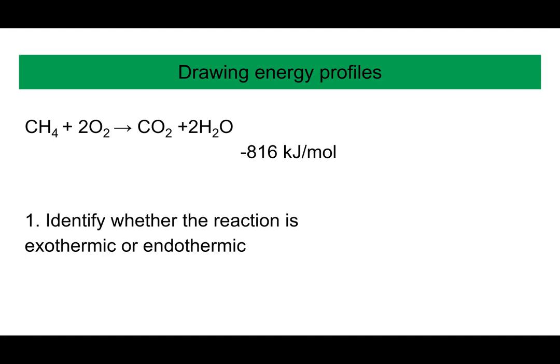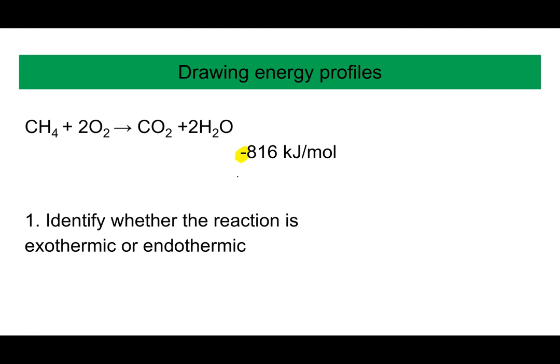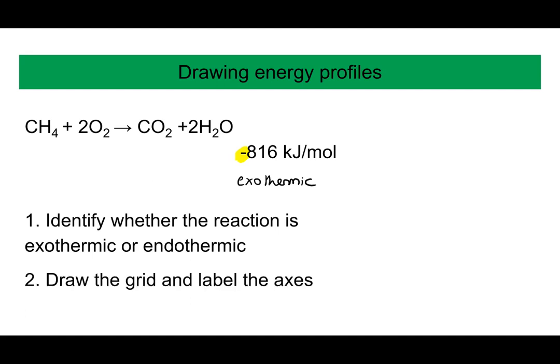Some hints on drawing energy profiles. How do we do it? Let's take our methane example, methane burning in oxygen. Our first step is going to be to identify whether the reaction is endothermic or exothermic. In this case, I'm looking at the energy we have been given, and it's clearly a negative number, which, as we know, means that this reaction is going to be exothermic. So I know I've got an exothermic reaction before I start.